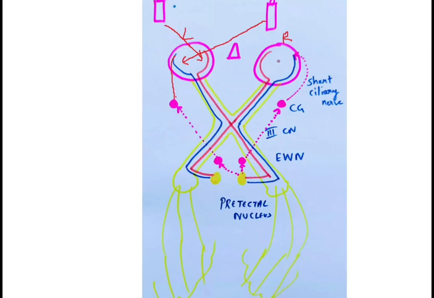Just to summarize, when you put a torchlight into the right eye, if the right pupil constricts, you call it the direct light reflex. When you put a torchlight into the right eye and the left pupil constricts, this is called the indirect light reflex.